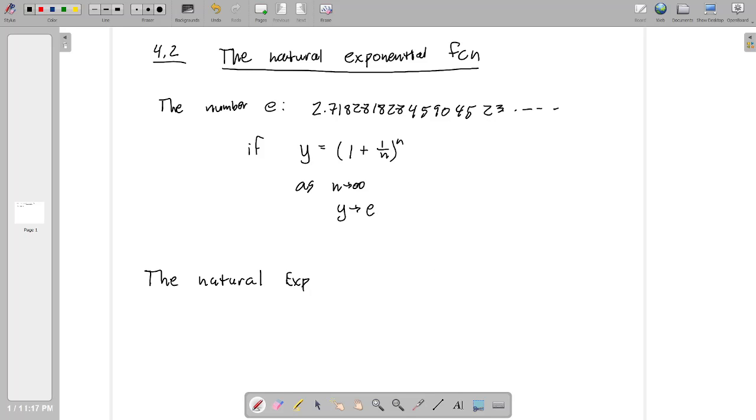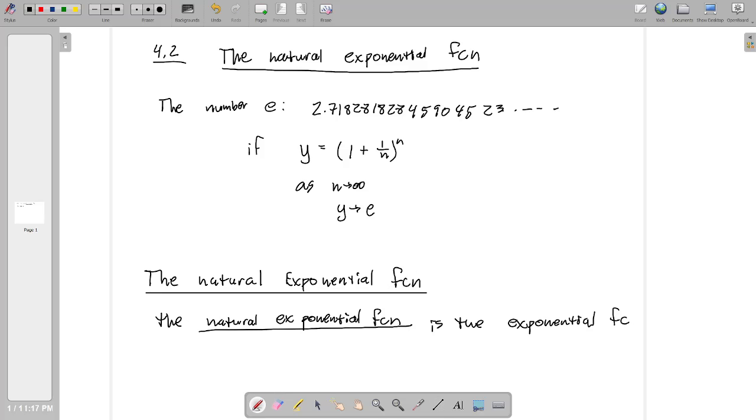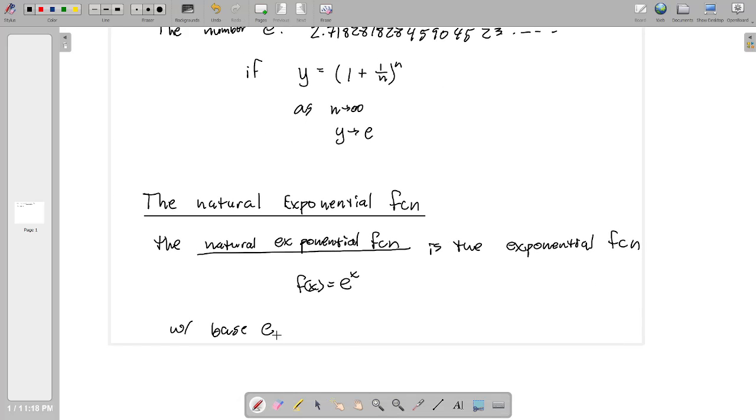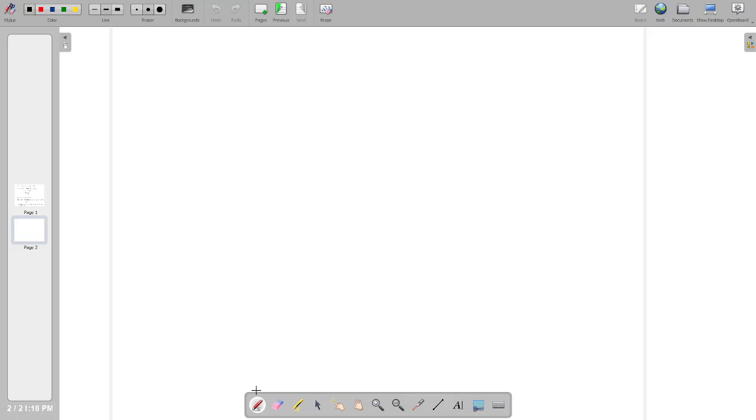The natural exponential function. The natural exponential function is the exponential function f of x is equal to e to the x, as you probably guessed, with base e. It is often referred to as the exponential function, as if there's only one, but there's obviously more than one. There's a whole family of exponential functions. We just often refer to it as the exponential function in certain contexts, when it is obvious what function we're talking about.